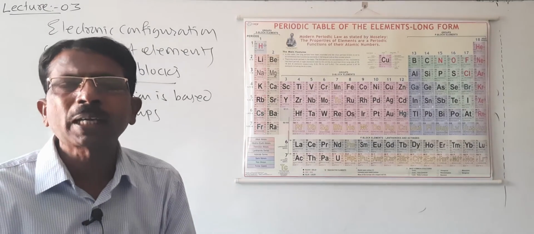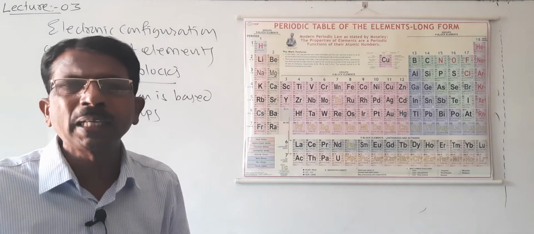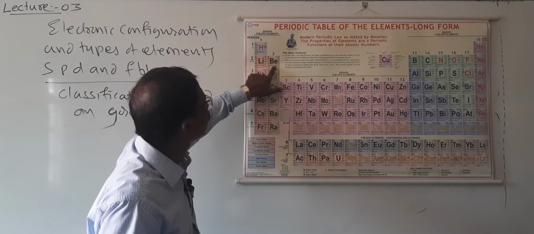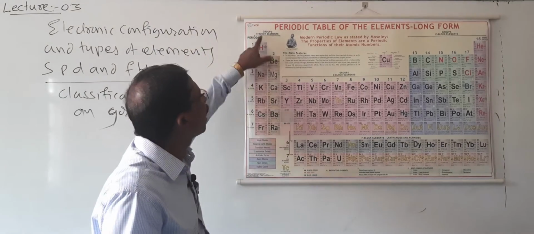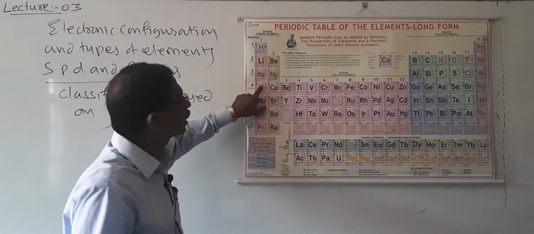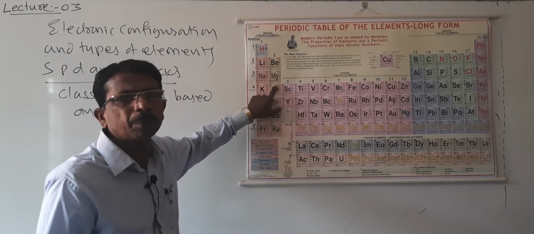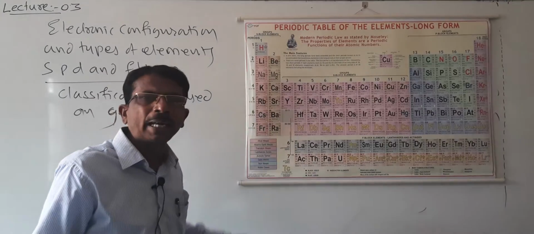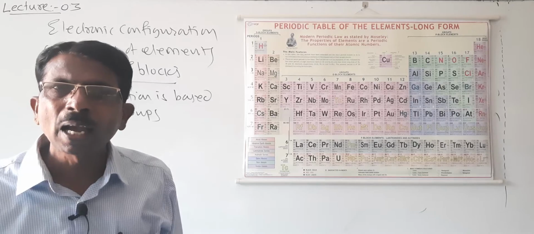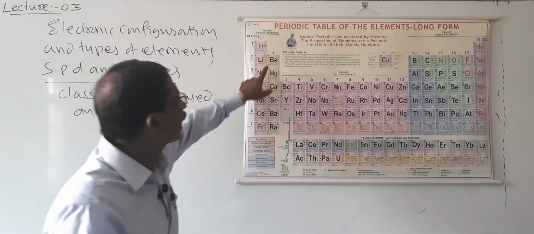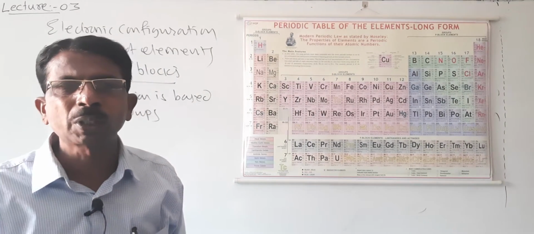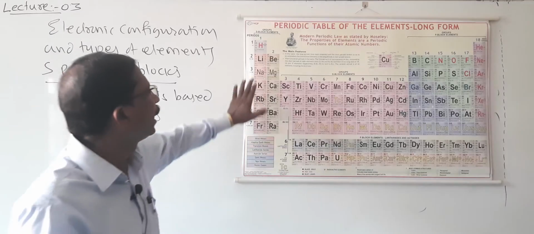And how are these groups classified? These groups are mainly classified into 4 blocks. Remember, the first and second group elements are called S block elements. The S block elements consist of the first group and second group. The first group elements are called alkali metals, and the second group elements are called alkaline earth metals. Remember, students, alkaline earth metals. So it is S block.